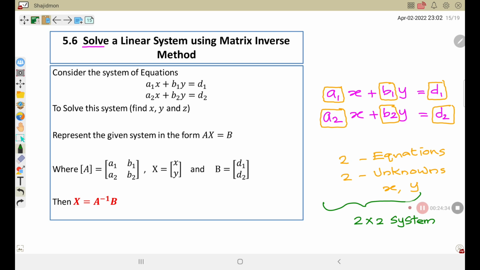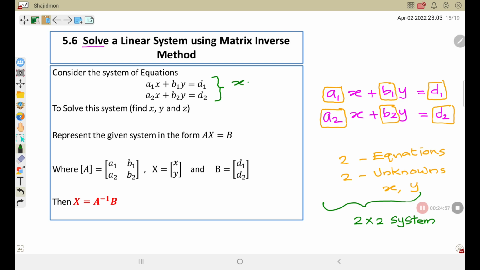It is easy to solve a 2 by 2 system. I will upload a video on 3 by 3 and higher dimensions later. Now we are only discussing 2 by 2 systems. So, for example, here is this 2 by 2 system: a1x plus b1y equals d1, a2x plus b2y equals d2.